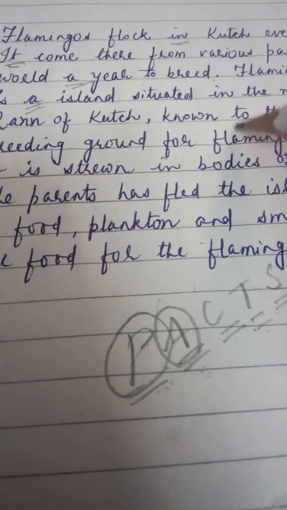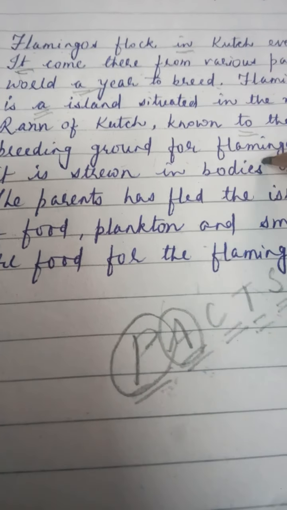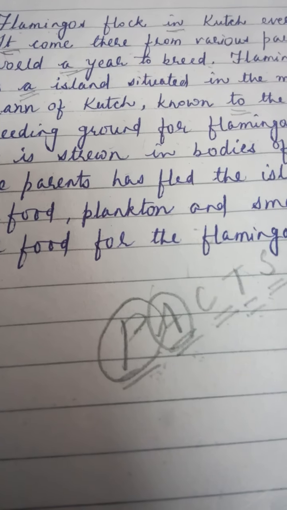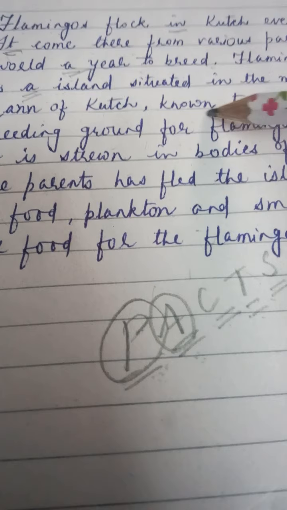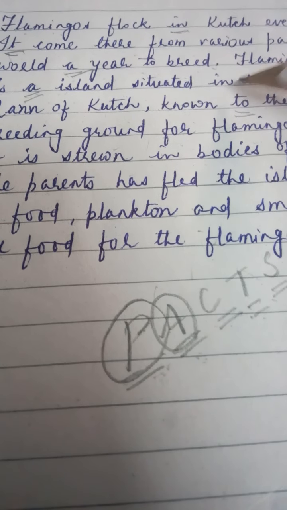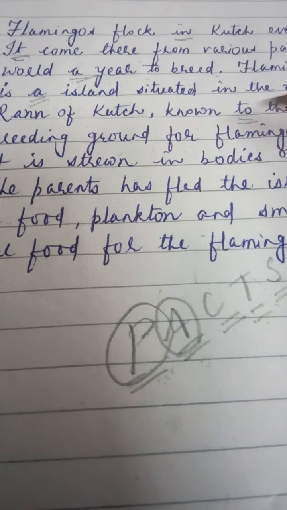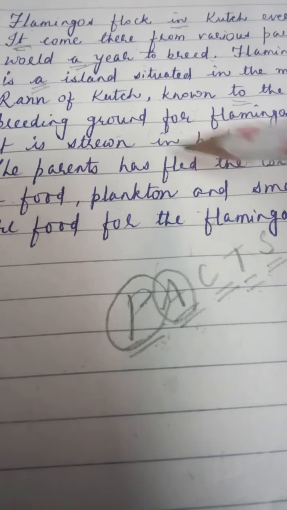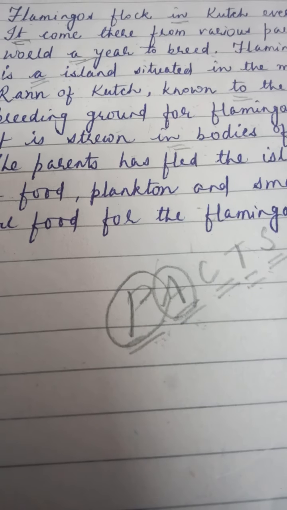Here in place of to, it will be as: known as the biggest breeding ground for flamingos, and today it is strewn in bodies of hundreds of chicks. So here the sentence is very clear that this Flamingo City is an island situated in the middle of the Run of Kutch, known as the biggest breeding ground for flamingos. And today, in place of and, it will be but today. It is strewn in bodies of hundreds of chicks, not in, with bodies of hundreds of chicks.